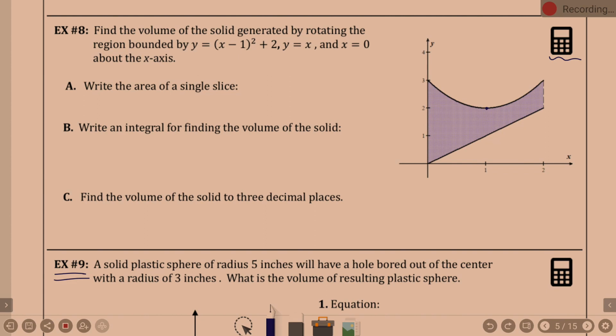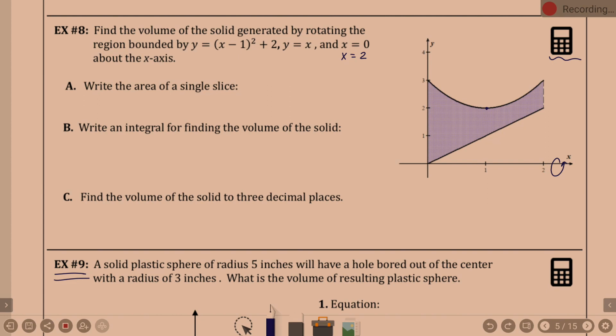x equals 0. What? They don't really mean x equals 0. They really mean it has to be x equals 2. Because about the x-axis, really I need to say x equals 0 and x equals 2. So, anyway, about the x-axis, which is this guy right here, yes?